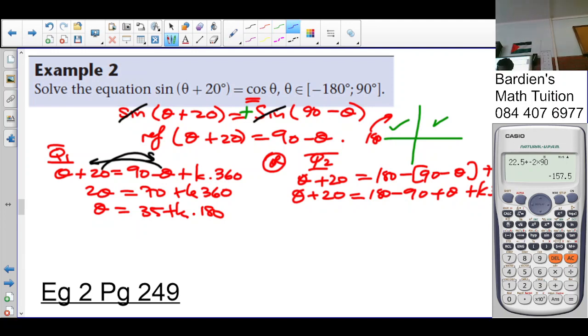If I take that over the equal sign, remember we're solving for theta. Theta minus theta will be 0, which equals 180 minus 90, which is 90, minus 20 is 70, plus k times 360.